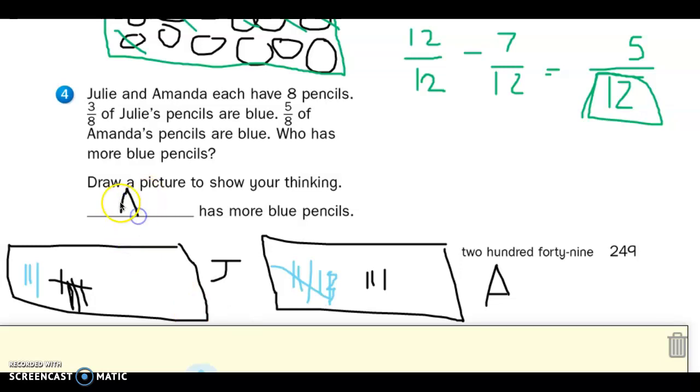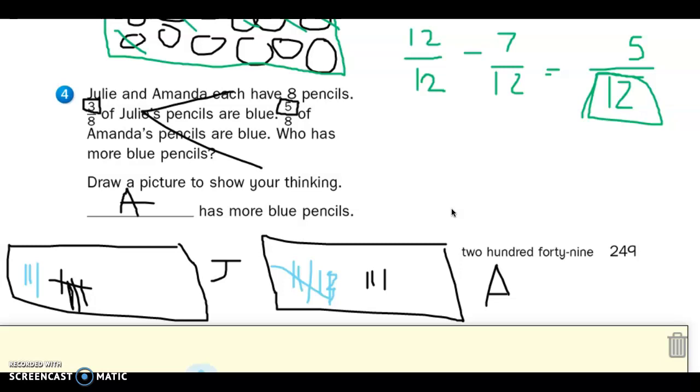Amanda does. But without even drawing a picture, we should have known, because if both of them have 8 pencils total, and Julia has only 3 parts that are blue, well, Amanda has 5 parts that are blue, and 5 is greater than 3. Okay, you guys did amazing.